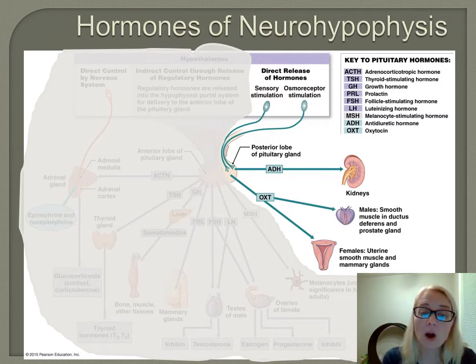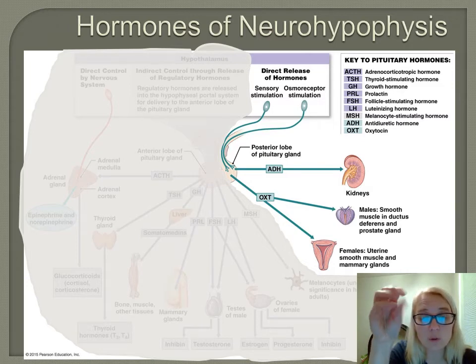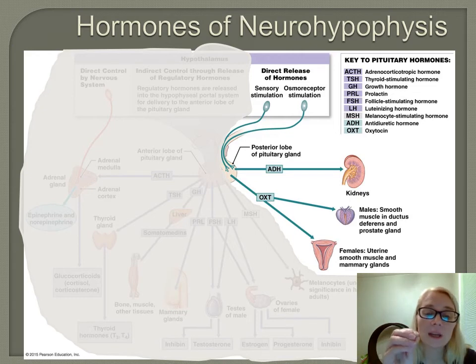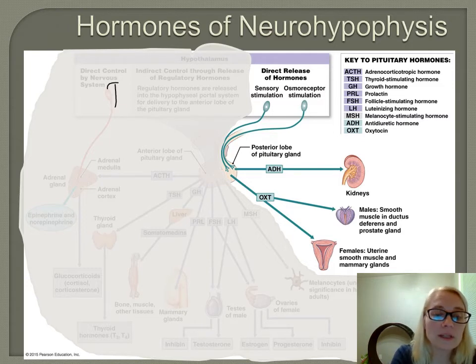Let me back up. All of those other hormones that we just talked about in the anterior lobe, they're all hormonally regulated by hormones from the hypothalamus. Okay, so the hypothalamus sends out little regulatory hormones through the portal system, communicating to their target cells in the anterior lobe, which triggers them to release their hormone. Those are called releasing hormones and inhibitory hormones.